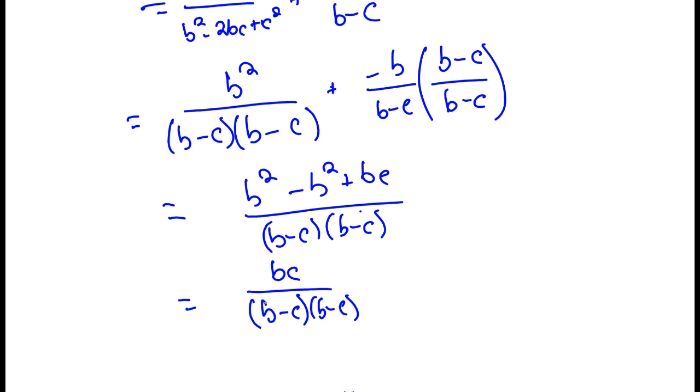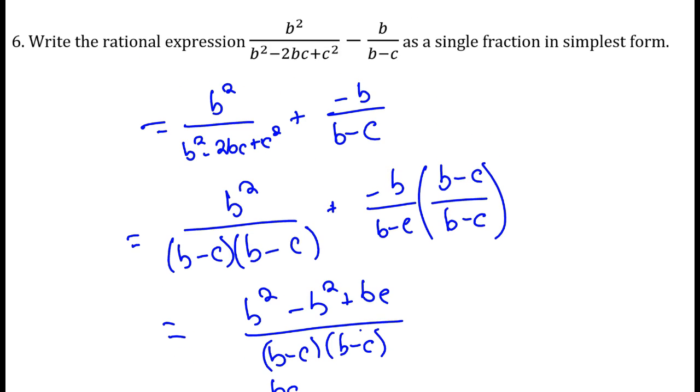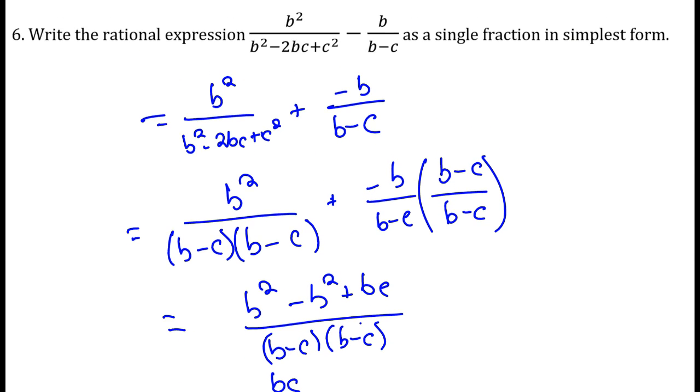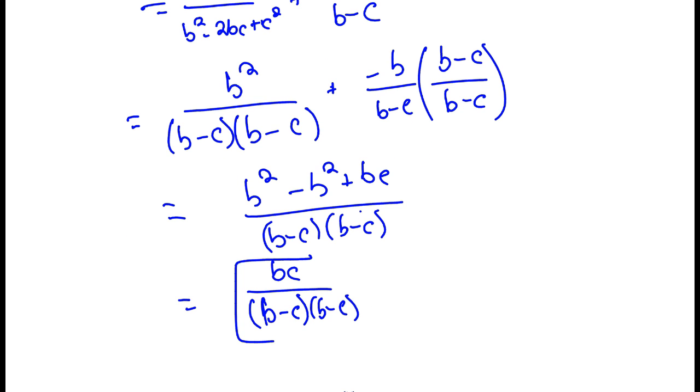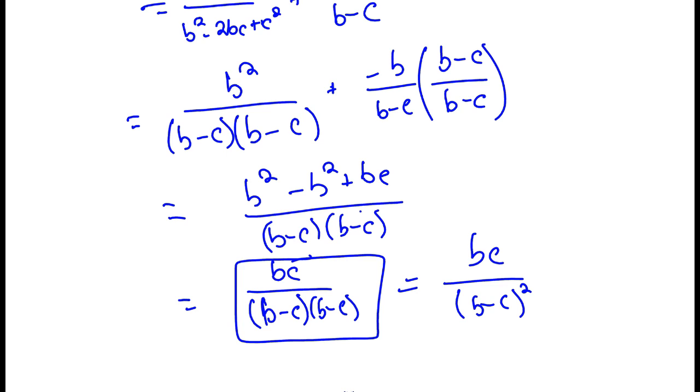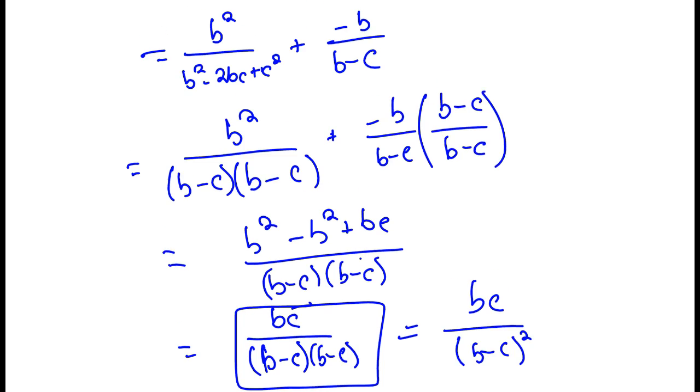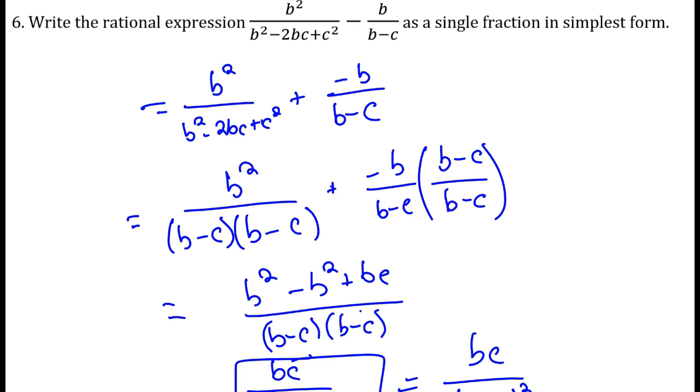Just don't start slashing things out. Do we have a common factor of b minus c in the top and bottom? No. Do we have a factor of b or c in the denominator? No. We just can't start slashing things out. So as a single fraction in simplest form, we have bc divided by b minus c times b minus c. Or, if you want to be fancy, it's bc over b minus c squared. So this one was tricky. The hardest part was factoring that trinomial there.